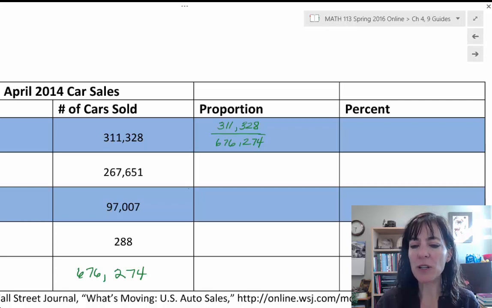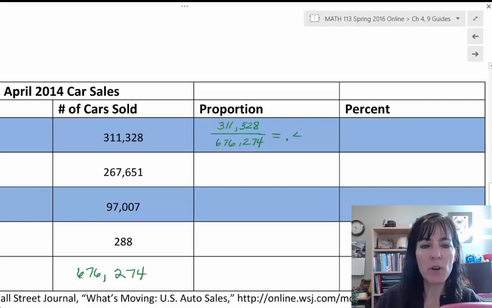So we can do 311,328 divided by 676,274, and I just push equals, and I get 0.4035, and I'm going to want to round to 4 decimal places, so that's going to change that because I have a 5 following the digit I want to round to. I need to bump it up 1, so it's going to become 0.4604.